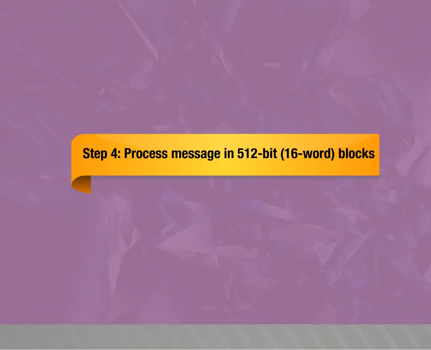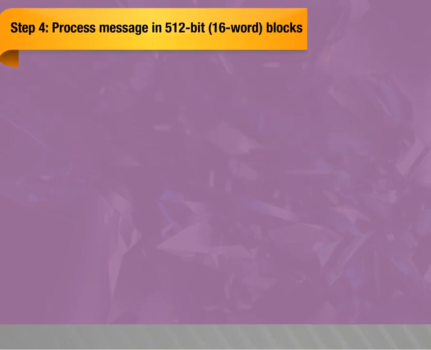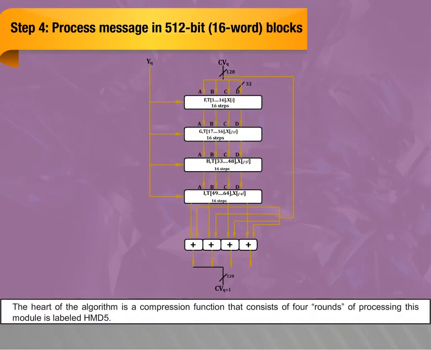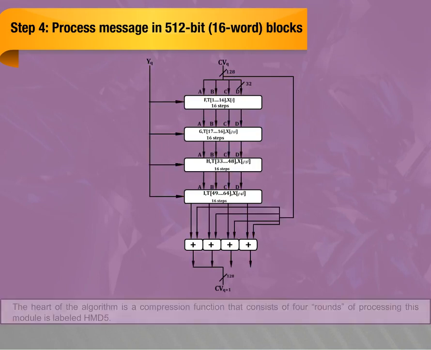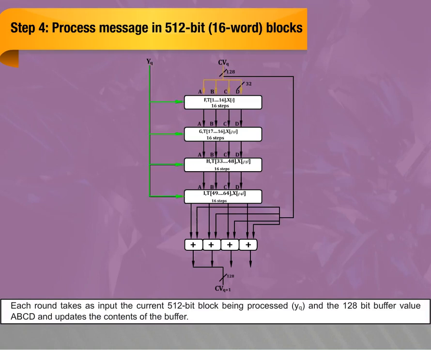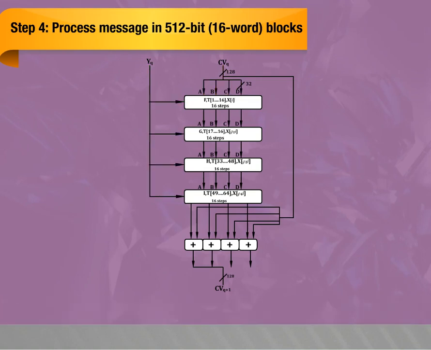Step 4. Process message in 512-bit, that is 16-word blocks. The heart of the algorithm is a compression function that consists of 4 rounds of processing. This module is labeled HMD5. The 4 rounds have a similar structure, but each uses a different primitive logical function referred to as F, G, H, and I in the specification. Each round takes as input the current 512-bit block being processed, that is Yq, and the 128-bit buffer value A, B, C, D, and updates the contents of the buffer.